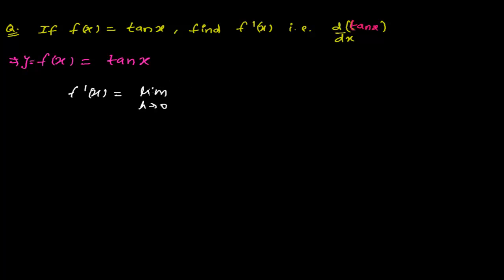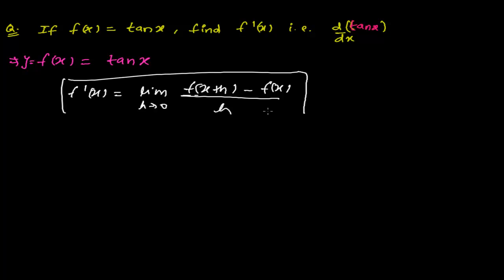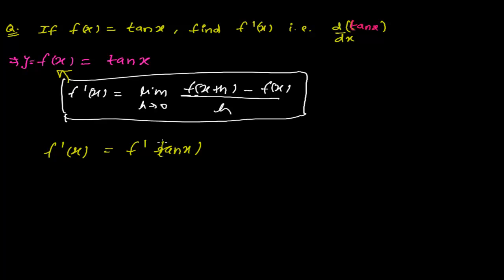So let's go ahead. The limit as h tends to 0 of f(x plus h) minus f(x), whole divided by h. This is the definition of the derivative exactly, which we had learned. Now we are going to find the derivative of tan x by the first principle method. I'm just applying this definition to this function, so now the function f(x), and f prime x is the derivative of tan x.